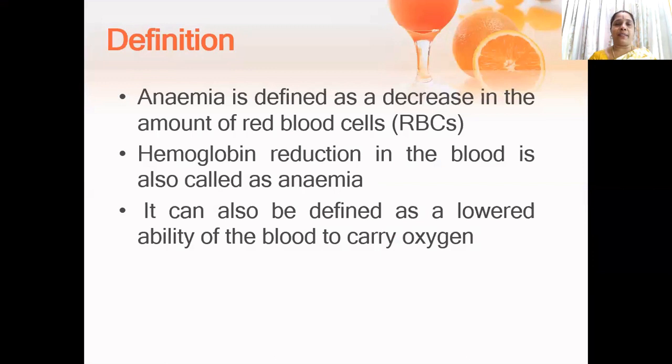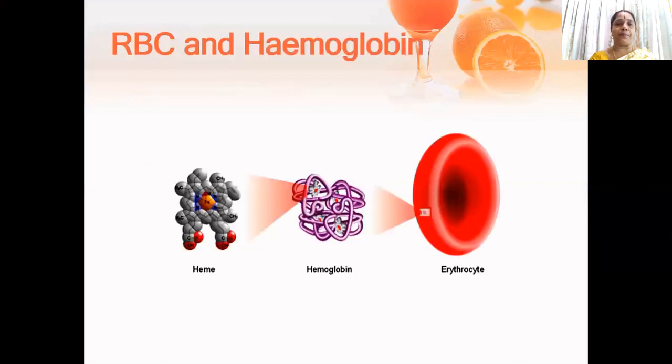Anemia is defined as a decrease in the amount of red blood cells, or it also occurs due to a reduction in the hemoglobin in the blood. It can also be defined as a lowered ability of blood to carry oxygen in the body.